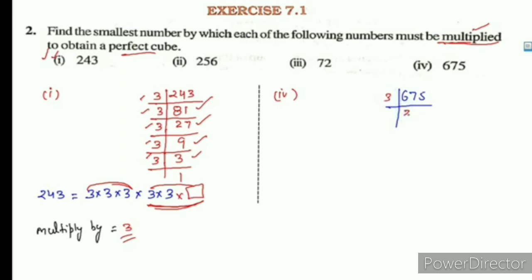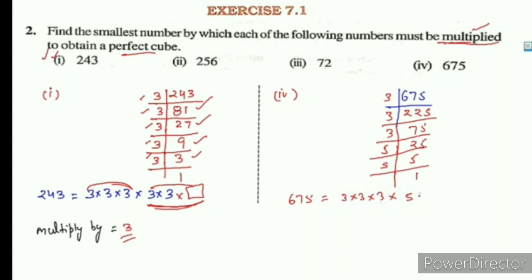Next number, one more I'll do, 675. Find the factors. If you divide by 3 you will get 225. Next you divide by 3 only, you will get 75. Next 25, next 5, 5, quotient is 1. Now write all the factors: 3 into 3 into 3, 5 into 5. 3 is in triplets, but 5 is in pair. So which number is to be multiplied? Yes, good, 5. The number to be multiplied is 5.